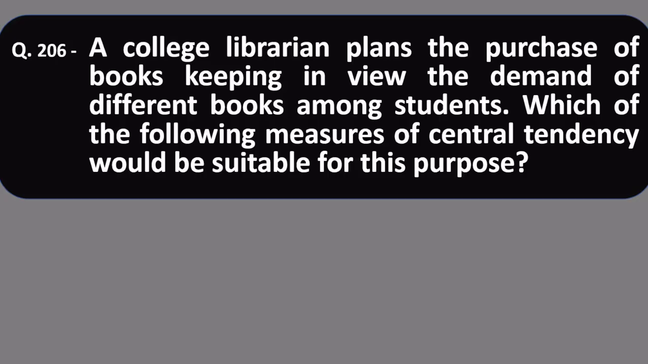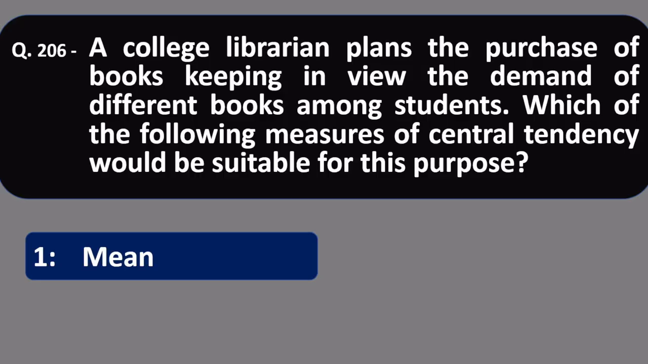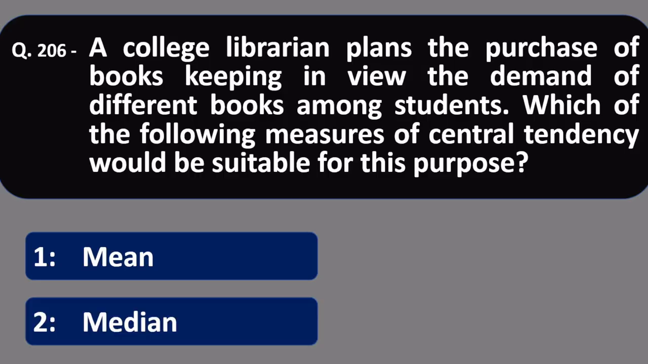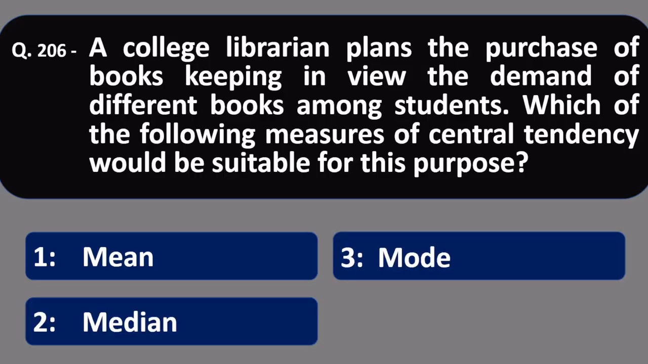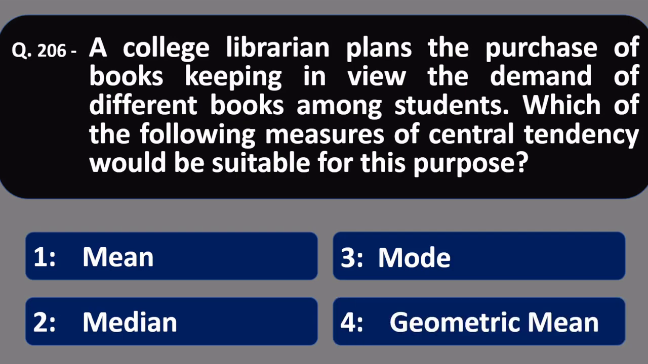Now question number 206. A college librarian plans the purchase of books keeping in view the demand of different books among students. Which of the following measures of central tendency would be suitable for this purpose? Options are 1, mean; 2, median; 3, mode; and 4, geometric mean.